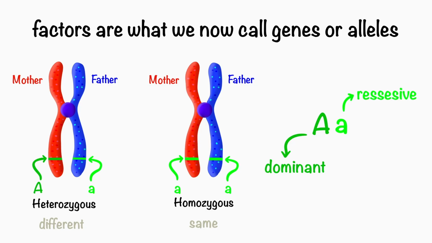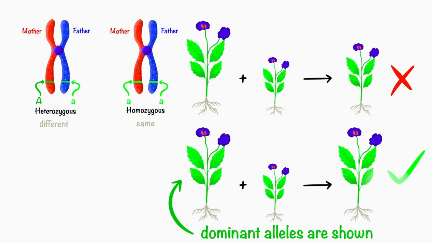He concluded that each trait was determined by two factors, one inherited from each parent, and that some factors were dominant over others. For example, when he crossed tall pea plants with short ones, the offspring weren't medium height as people expected. Instead, they were all tall, showing that the tall factor was dominant over the short factor.